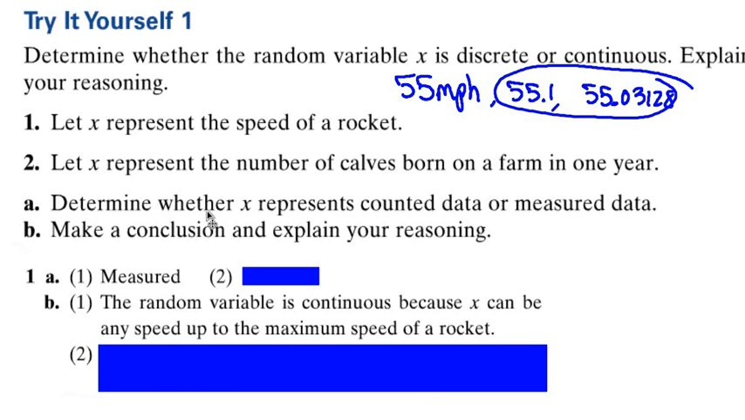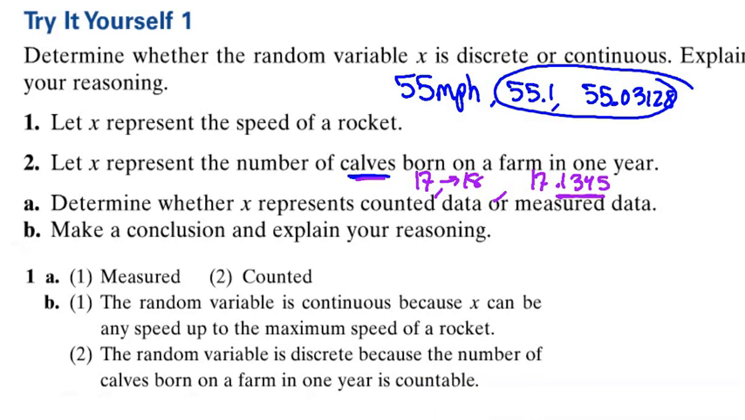All right, the next one says the number of calves born. Could we have 17 calves, and then does it go straight to 18, or could we have 17.1345 calves? Well, I hope not. That would be a terrible way to treat the calves. You would not want to have 0.13 of a calf. So that's definitely going to be counted data. You count the number of calves. You don't measure them. And because it's counted, that means we're dealing with a discrete random variable.